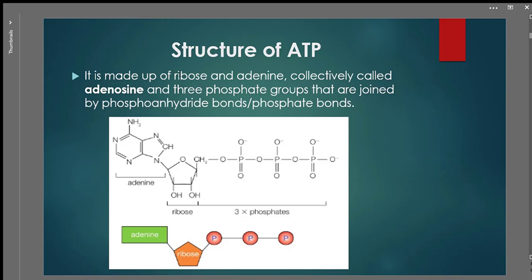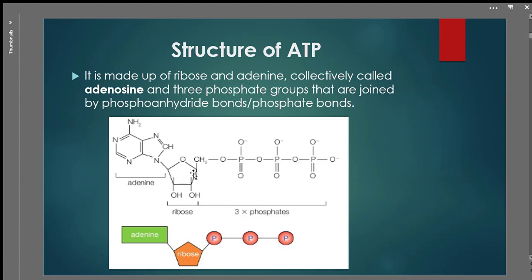Now, ATP is usually made up of ribose and adenine, which are joined together to form what we refer to as adenosine. If you look at our image here, you can see adenine is joined with the ribose sugar, which is a 5-carbon sugar. Adenine is actually a nitrogenous base, joined with ribose to form adenosine. So the adenine and the ribose make adenosine.